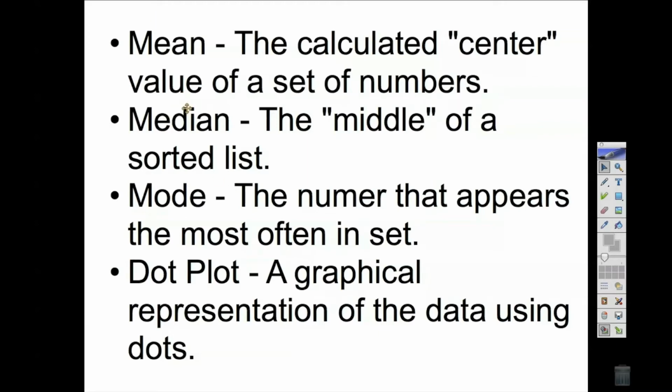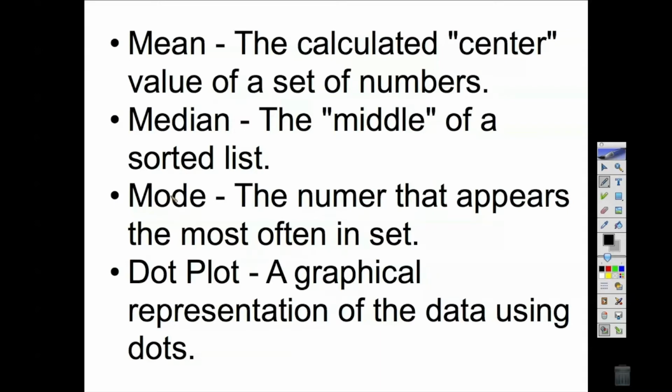Median is the middle number of a sorted list. Meaning we're going to take this set and sort the numbers smallest to biggest or biggest to smallest, and that center middle number is called the median. If there are two centers, or no center, depending on your perspective, then you take the mean or average of the two middle numbers to calculate the median.